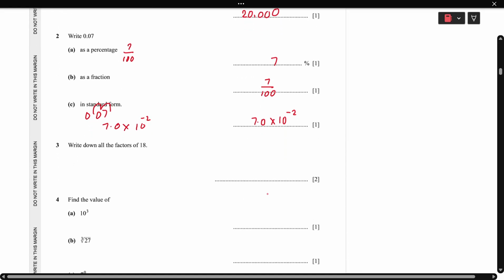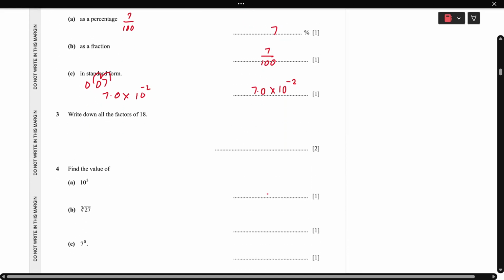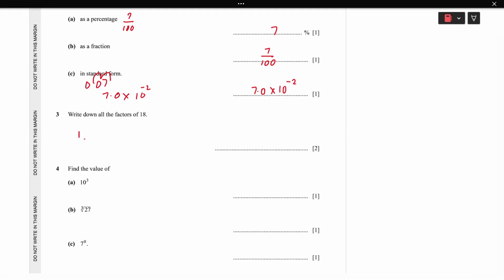Okay, next, write down all the factors of 18. So 18's factors: first 1, then we can divide by 2 times table, we can divide by 3 times table, then 4, 5 is not possible, then 6, then 9 times table, and 18 times table. That's it. So we write the answer 1, 2, 3, 6, 9, and 18.